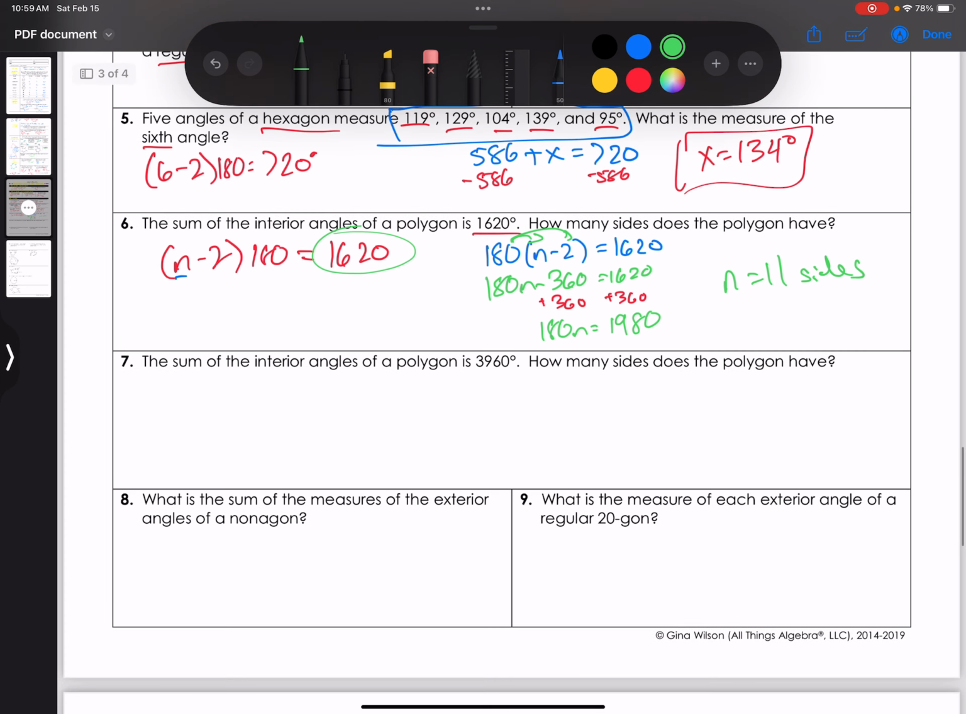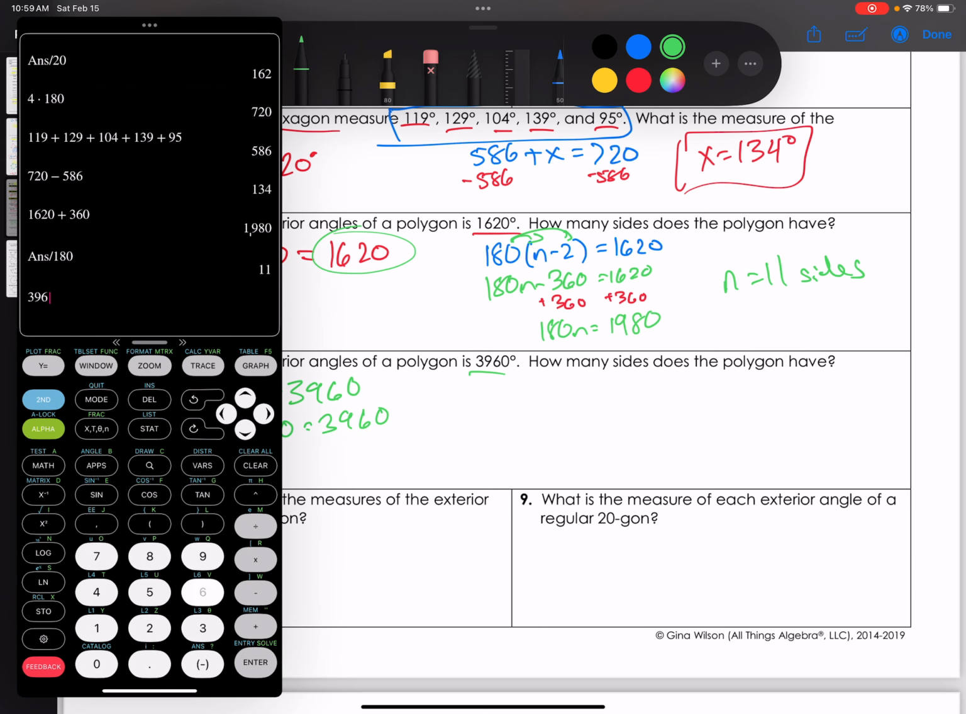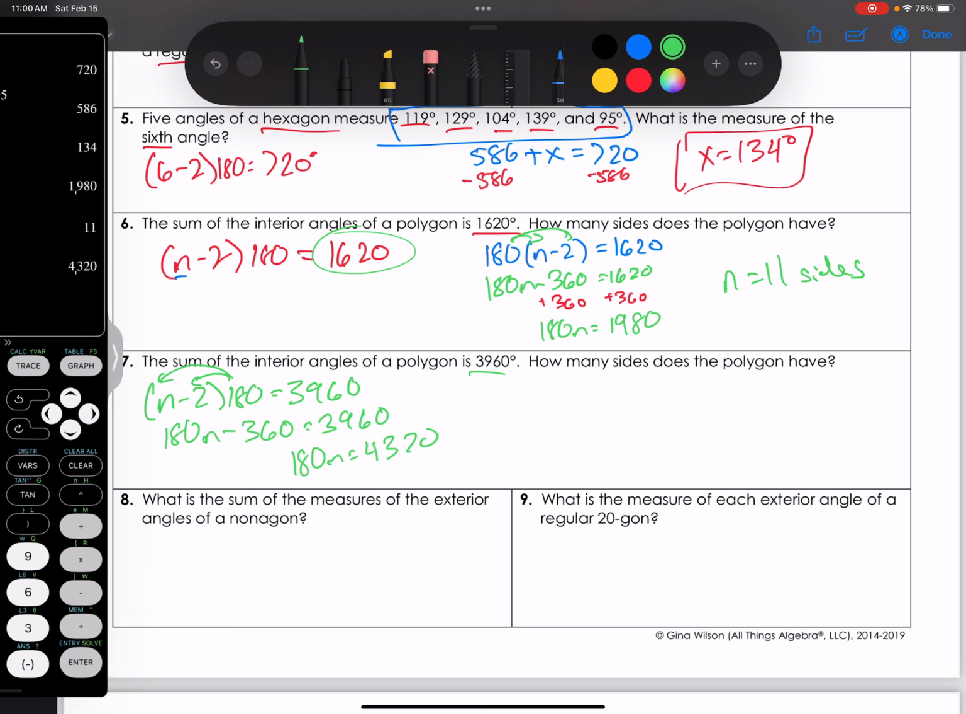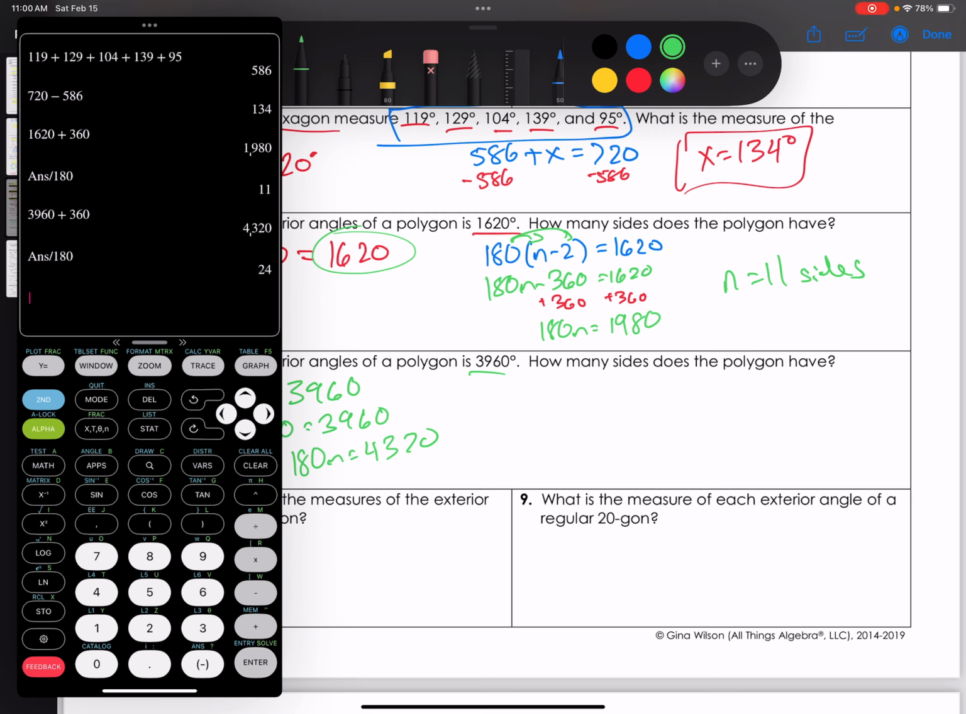So let's look at number 7. Same thing. We're going to have n minus 2 times 180 is equal to 3960. And this time I'm going to leave it like this and distribute this way. So I still get 180n minus 360 is equal to 3960. I'm going to add that 360 to both sides and get 4320, so 180n is equal to 4320, and then divide by 180. And I get 24 sides.